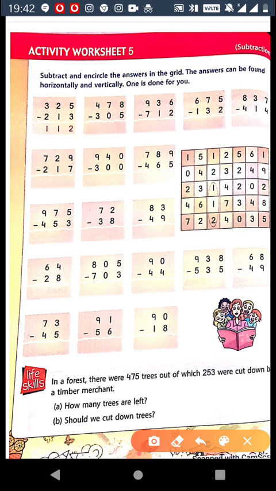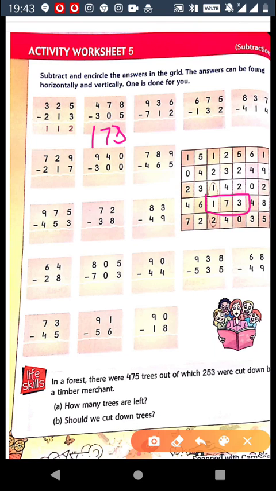Take the next sum, 478 minus 305. So 8 minus 5 is 3, 7 minus 0 is 7 and 4 minus 3 is 1, 173. So where is 173 in the grid? It is here, horizontal, 173. Okay. In this way, you can find all the answers. We'll take a few more examples.